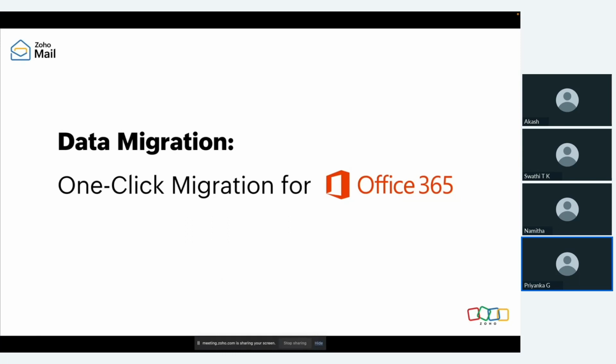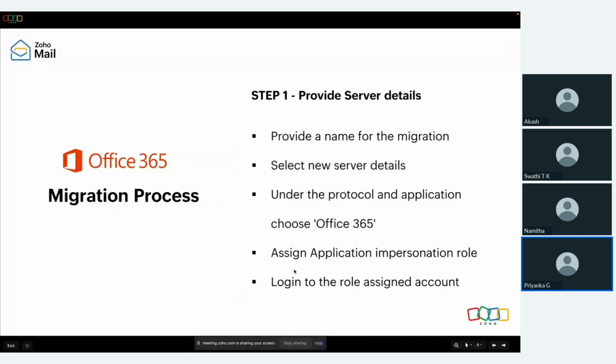And the method that we're going to follow is you have to provide a server detail, provide a name for the migration, select new server details. Under the protocol and application, you have to choose Office 365, assign the application impersonation role, and log in to the role assigned account.